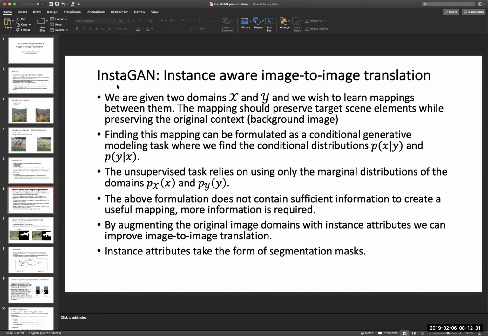So the script capital X and the script capital Y are the nomenclature used throughout the paper to delineate or to name these domains.